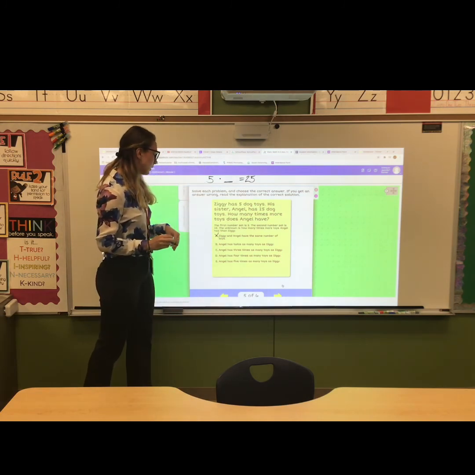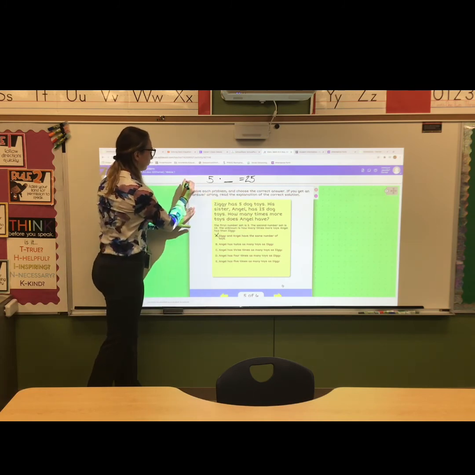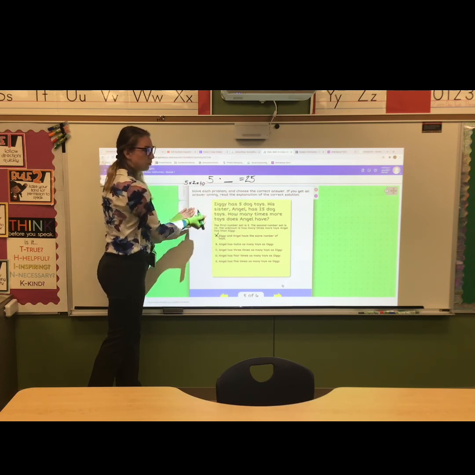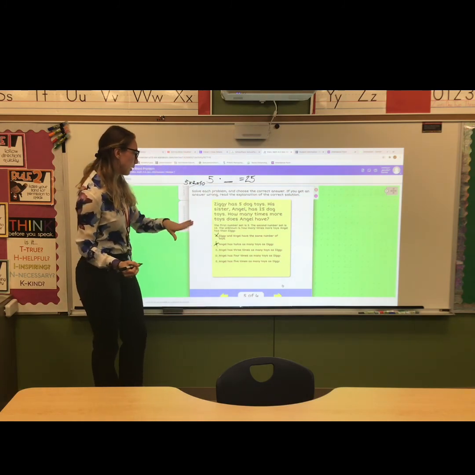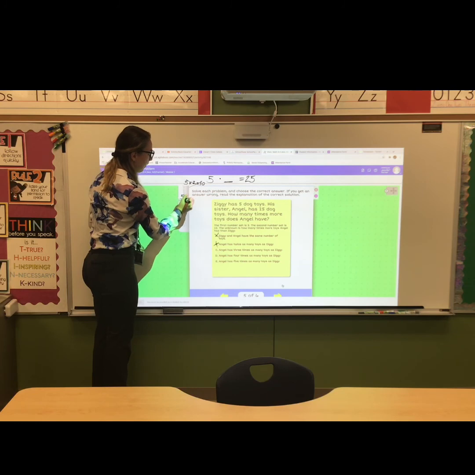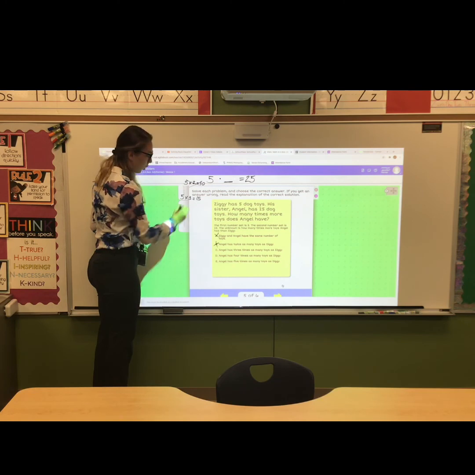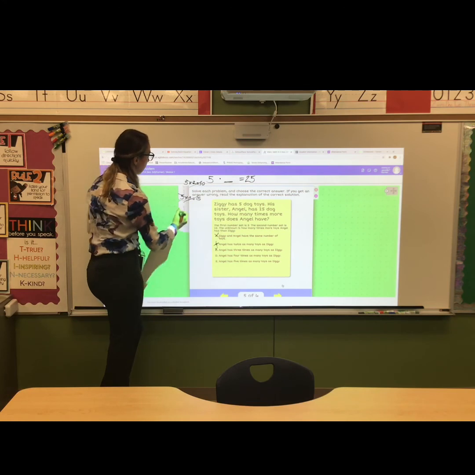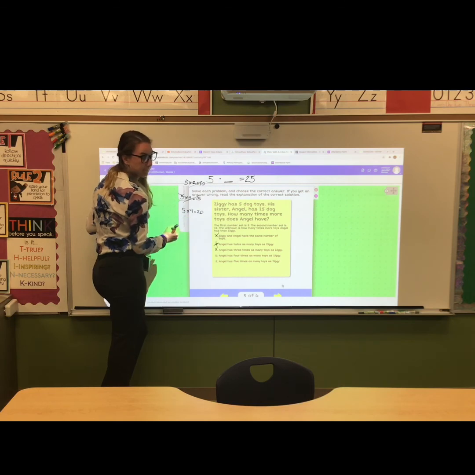Angel has twice as many toys as Ziggy. Well, if it was twice as many, it would be times 2. So let's try that. 5 times 2 equals 10. Is that 25? Nope. All right. Angel has 3 times as many toys as Ziggy. Let's try 3 times. 5 times 3 equals, is that 25? Nope. Angel has 4 times as many toys as Ziggy. Let's try 4. Nope.